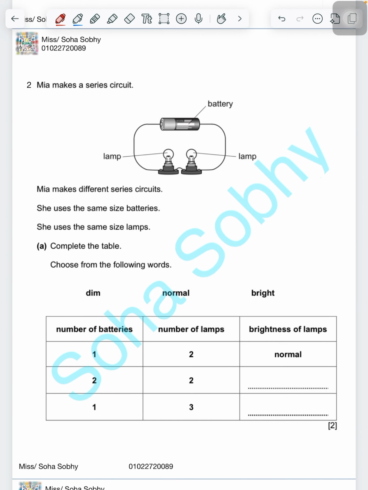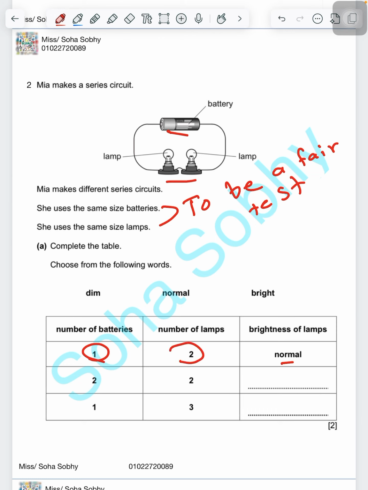Maya makes a series circuit. You have a battery, 2 lamps, and a wire. Maya makes different series circuits. She uses the same size batteries. She uses the same size lamps to be a fair test. Complete the table. Choose from the following words: dim, normal, bright. First one has been done for you. When you have 1 battery and 2 lamps, the brightness of lamps is normal.